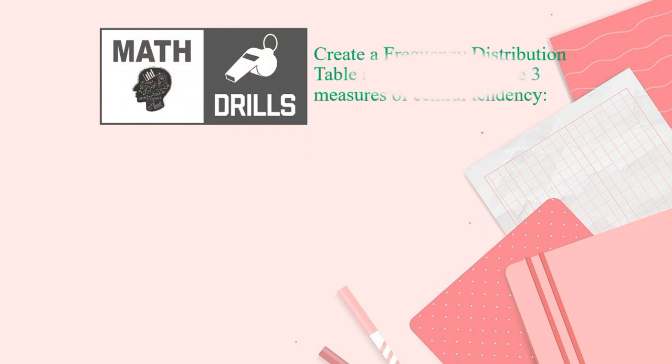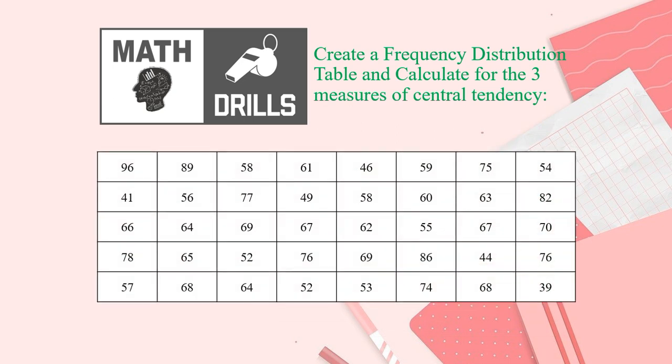Ayan. So, let's have our math drills. For these math drills po, this will serve as your practice before po tayo mag-synchronous class. You need to create a frequency distribution table and you need to calculate for the 3 measures of central tendency given po this data. So again, you will answer these math drills right before our synchronous class. So all you have to do is to follow our steps po kanina in solving the table and in solving the mean, median, and mode.